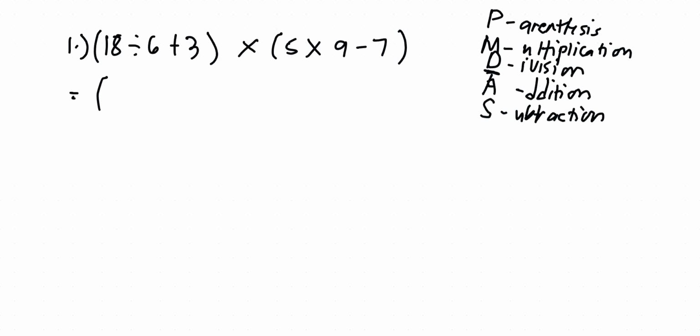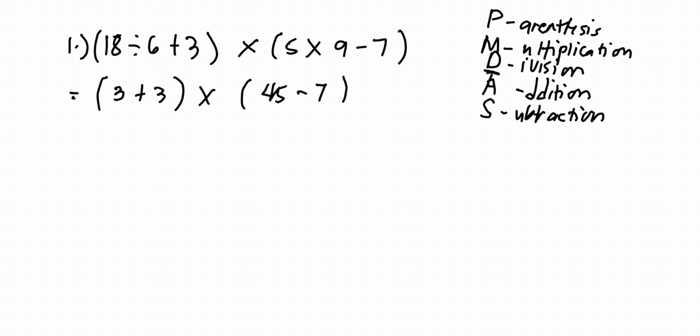So we're going to solve first 18 divided by 6. So what is 18 divided by 6? That is 3. And then just copy plus 3. And then copy the multiplication sign. And then let's do first the 5 times 9, because that's the first operation that we have to solve according to the PMDAS or the GMDAS. So 5 times 9 is 45, and then just copy minus 7.